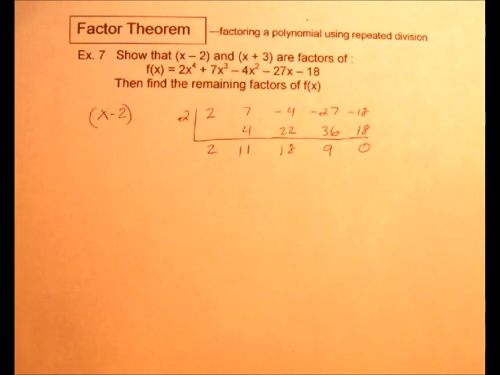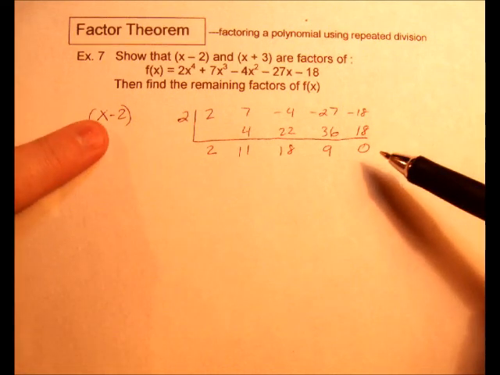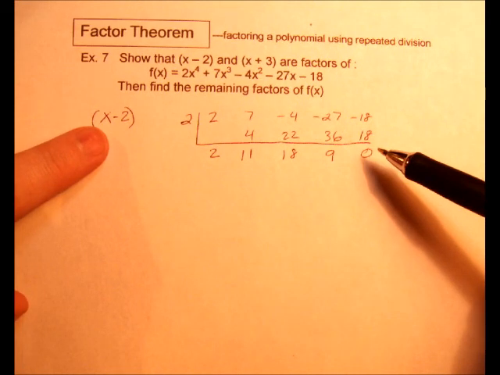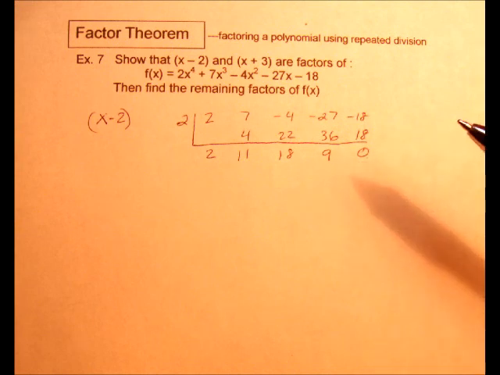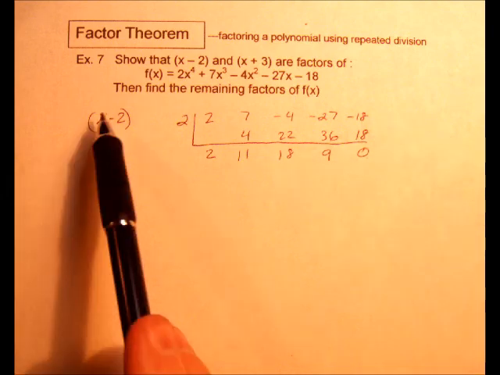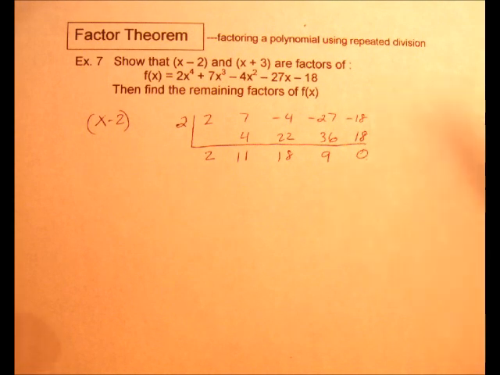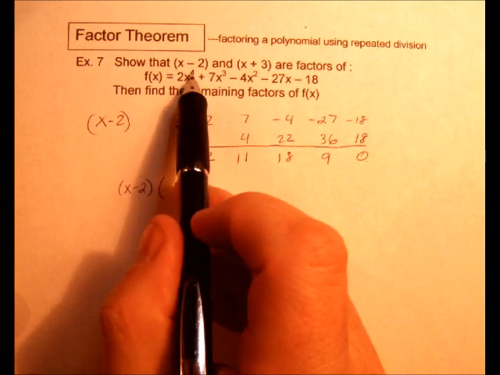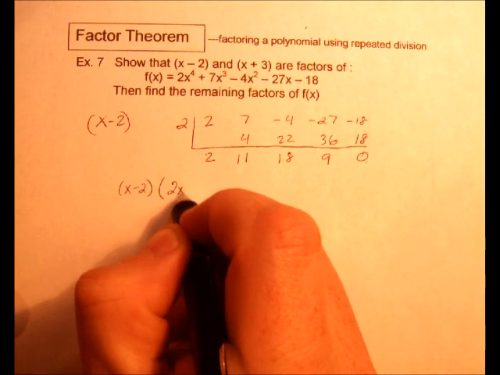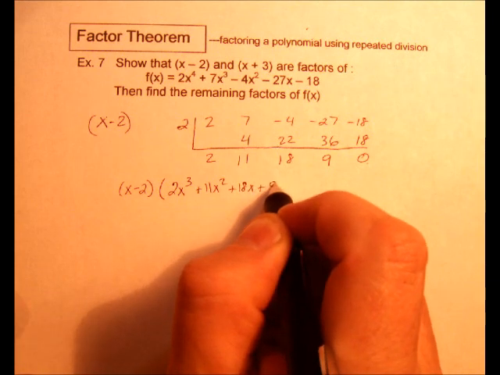Now, our remainder there, of course, is that last number, and that's a 0. So we do know for sure that this is a factor of what we started with, because since there's no remainder, it's just like 10 divided by 2 is 5 with no remainder. So we know that's a factor of 10. So x minus 2 is a factor of this long polynomial because the remainder is 0. So if I was to write out what we have so far, we'd have x minus 2 times, now remember, it started with the 4th, so we drop that down to x cubed, plus 11x squared, plus 18x, plus 9. That's what we have.